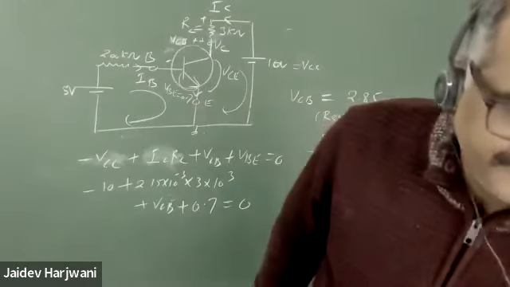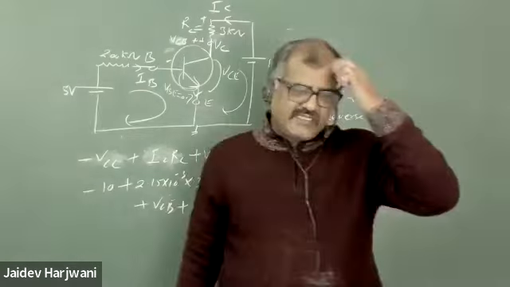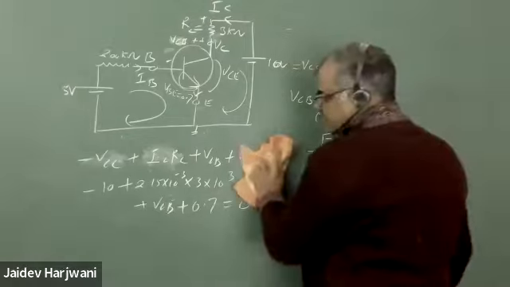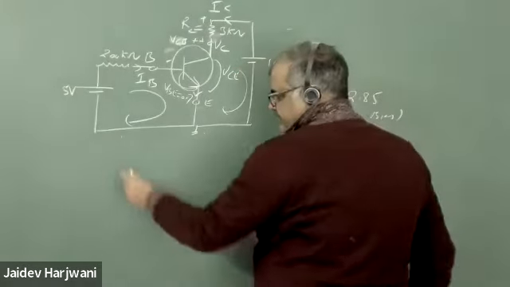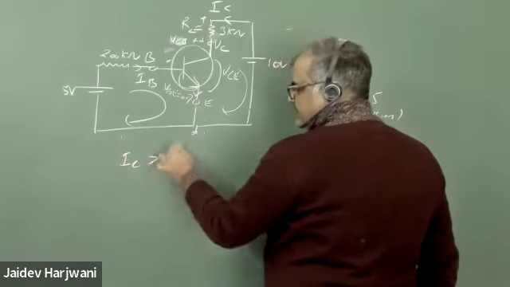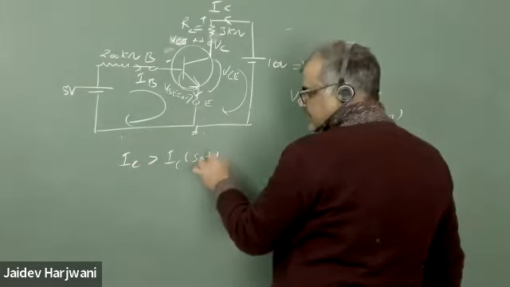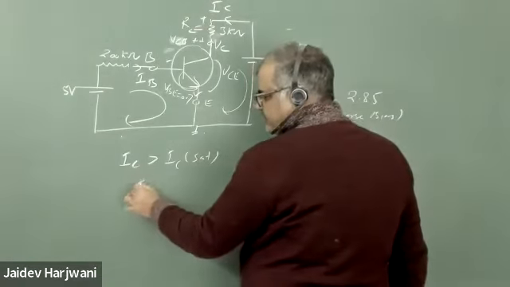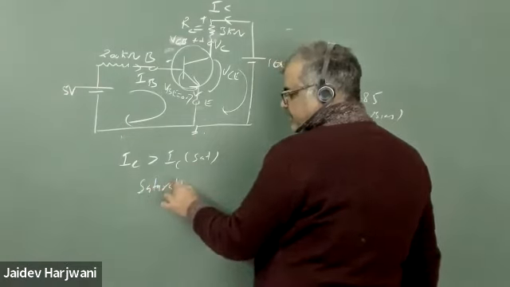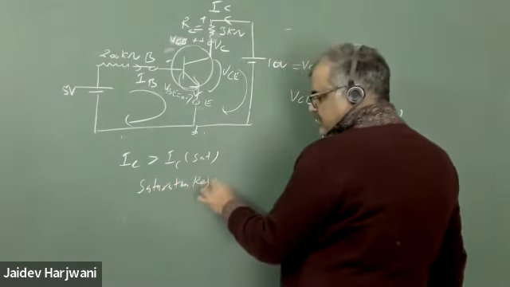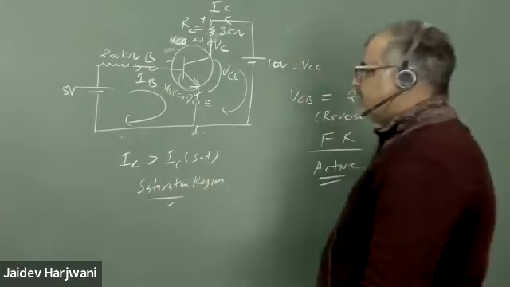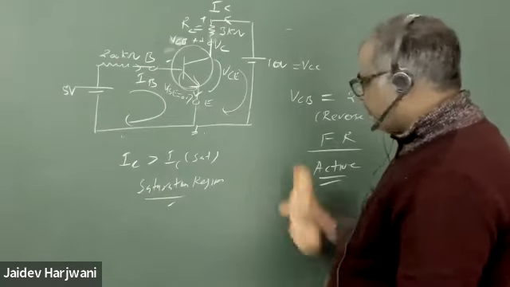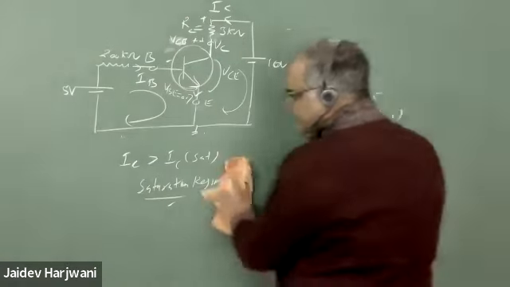Now what happens if your IC is greater than IC saturation? If your IC is greater than IC saturation, then the region of operation will be the saturation region. But that time you have to remember your operating point. Now in the previous question, let us first discuss the previous question.